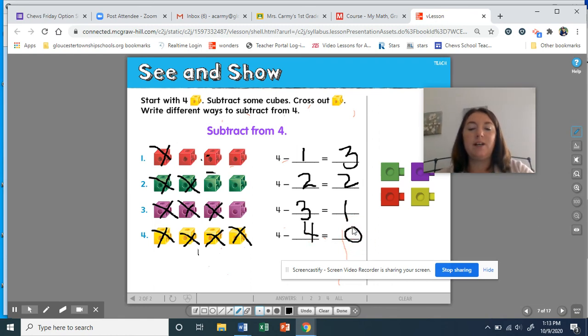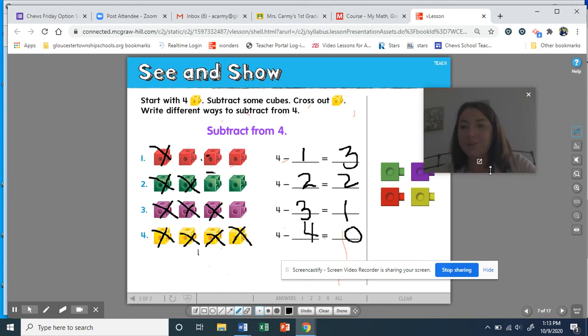There's only one we haven't done, and that's if we have 4, and I'm going to show you on my fingers, and I take away 0. So if I have 4 and I take away 0, how many am I going to be left with? 4, because 4 minus 0 equals 4. And you know whenever you take away 0, you're always left with the original number. Super job, boys and girls.